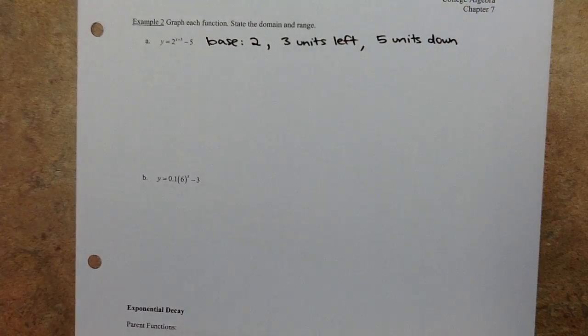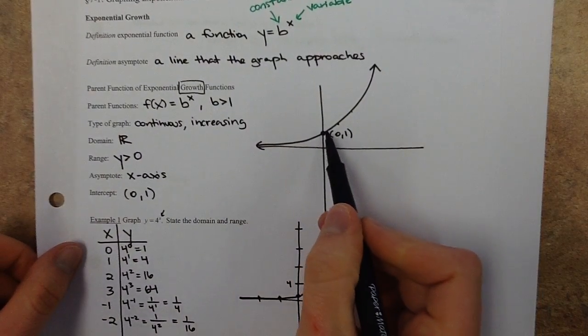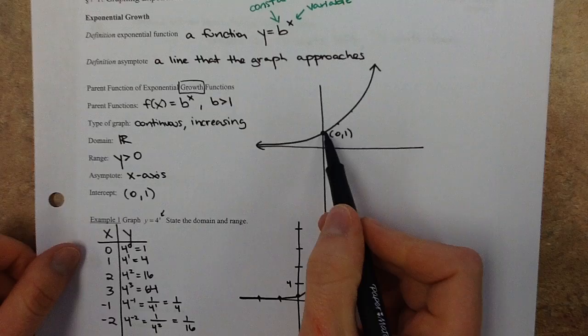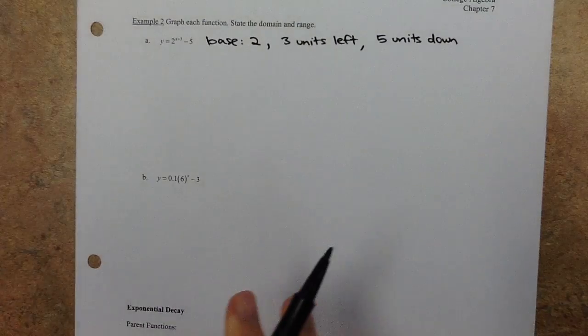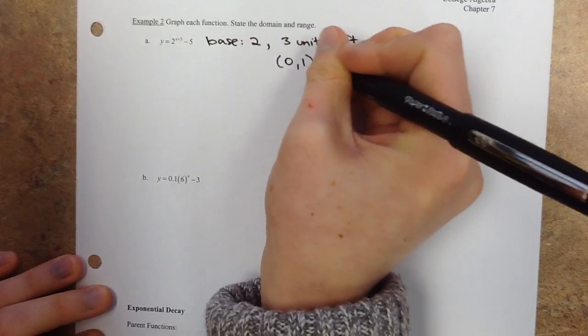Okay, so here's what I want us to look at. In my original parent graph, every single one of these graphs has the point (0, 1). And then it kind of takes on a similar shape from there. So the point (0, 1) is our original point.